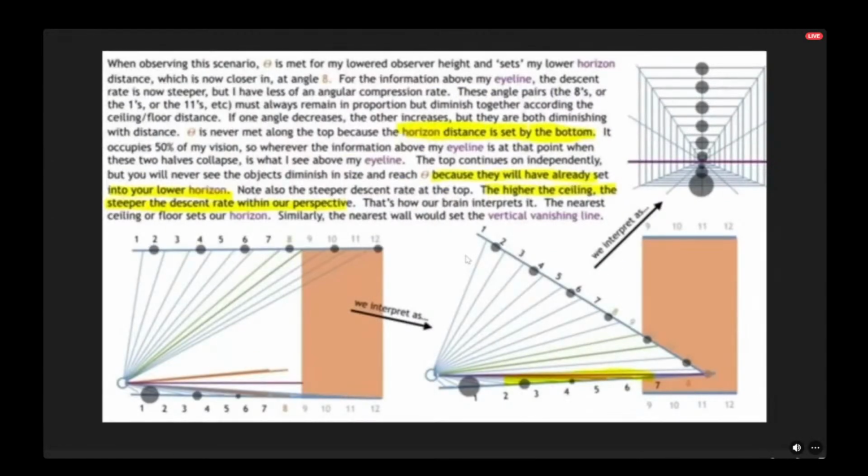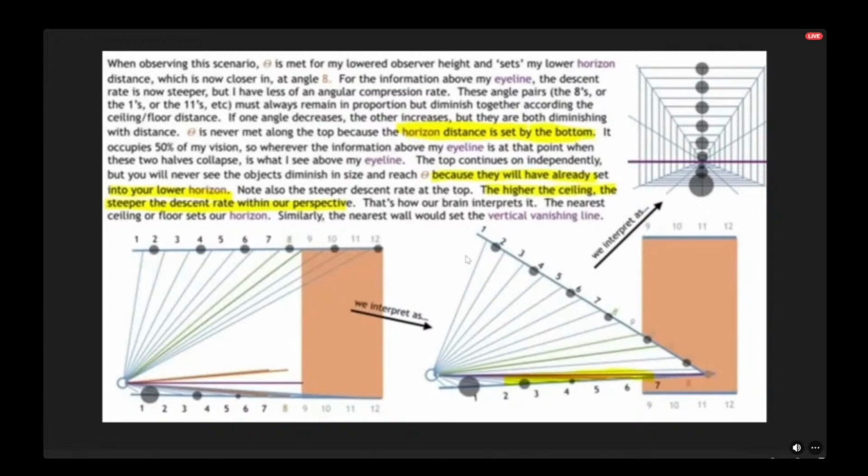above your eye line. So the top continues on independently, but you will never see objects diminish in size, reach the theta top, meaning recede into the top, because they have already set into your lower horizon, because your eye line sets the lower horizon as the closest border. The higher the ceiling, the steeper the descent rate within our perspective. So this is how the brain interprets it.